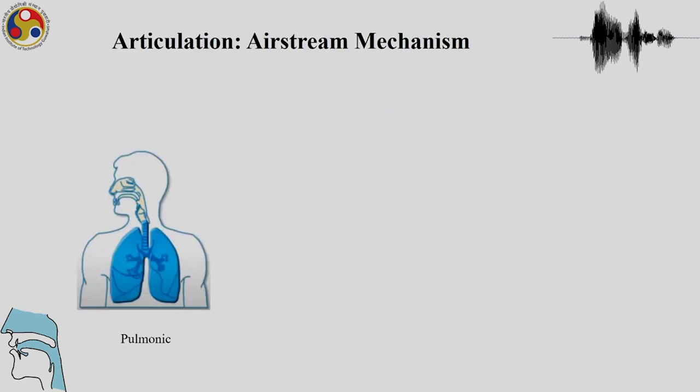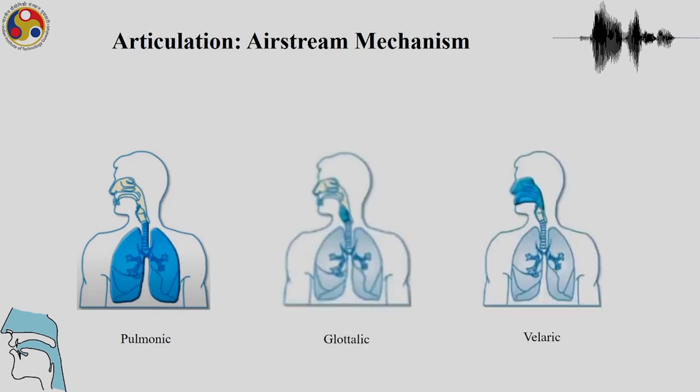We had studied airstream mechanisms in our class on consonants, and we know that these are the airstream mechanisms. All vowels are produced as a result of the pulmonic airstream, that is, the lungs push out the air, which is modified in the vocal tract. The other airstream mechanisms are not possible in the production of vowels.